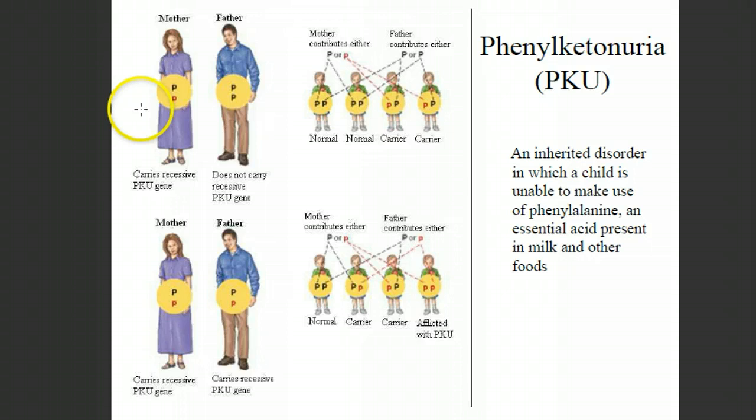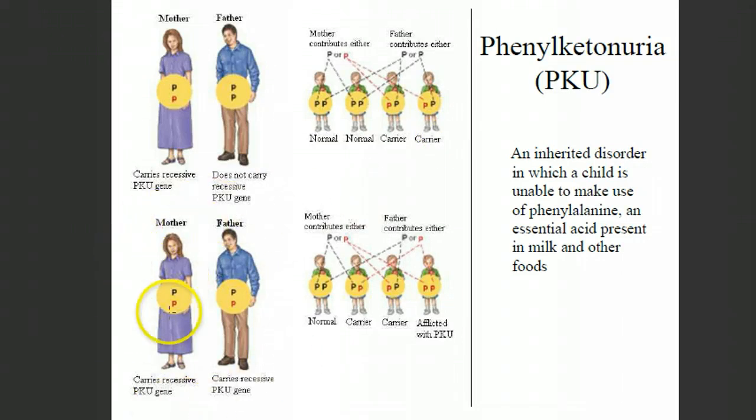So if mom's a carrier and dad is, quote, normal, then none of their kids are going to be afflicted, but theoretically half the kids would be carriers, which means that if they married someone else that had the recessive gene, some of their kids could be afflicted. Okay, here's an example of that.